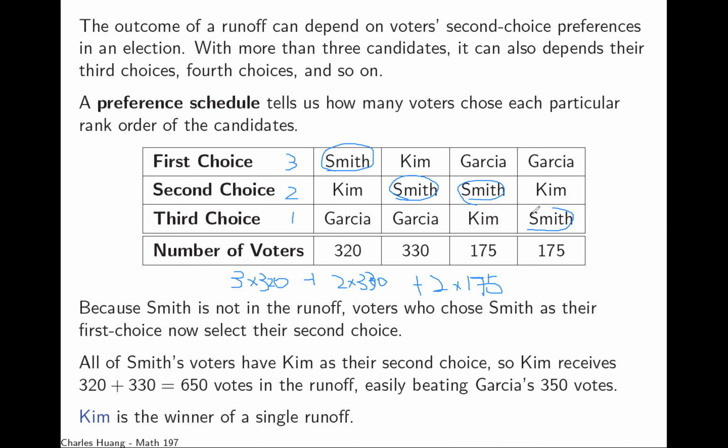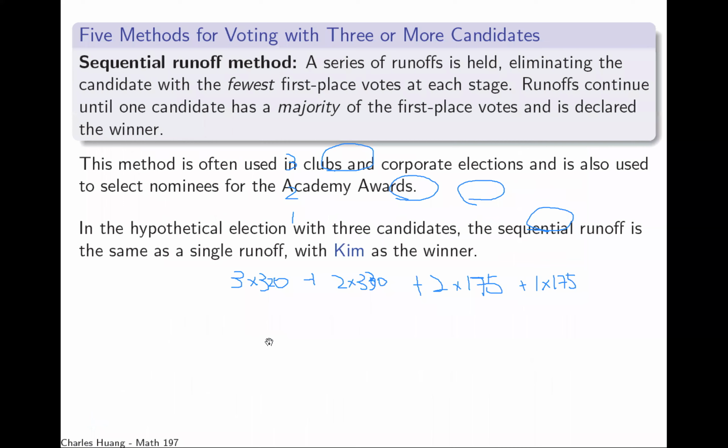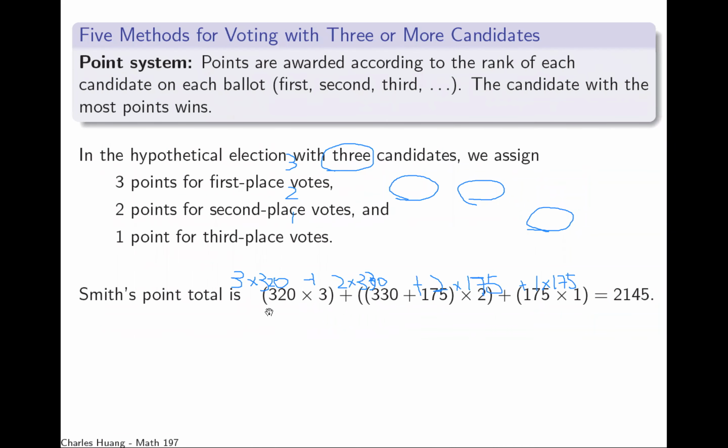And finally, in the last column, we're still looking at Smith. Remember, we're counting all the points that Smith gets. Smith, in this case, is the third choice, so they only get 1 point, and we have 175 people who voted for Smith in that spot. So let's go back. You'll see how I have 3 times 320, 2 times 330, and 2 times 175. You'll notice over here, we add up the votes before we multiply the points. It's the same.